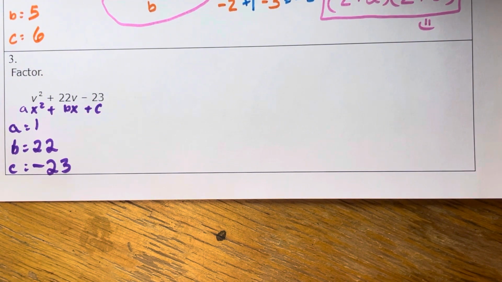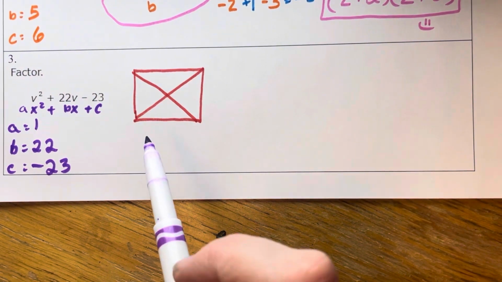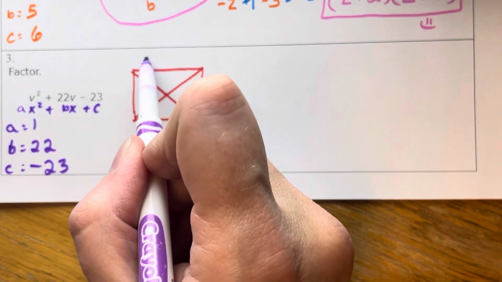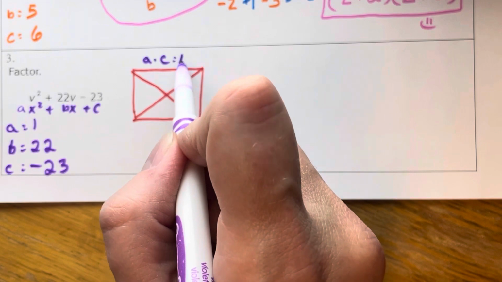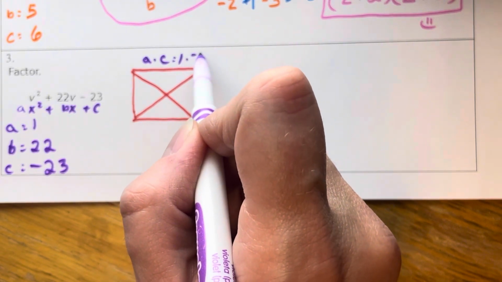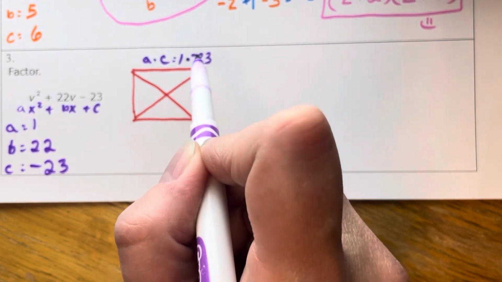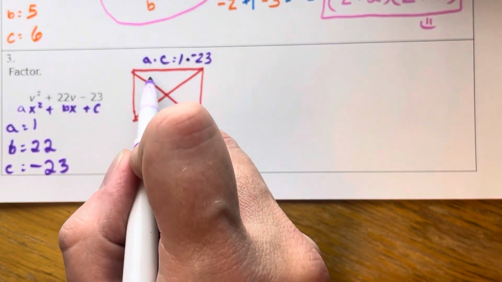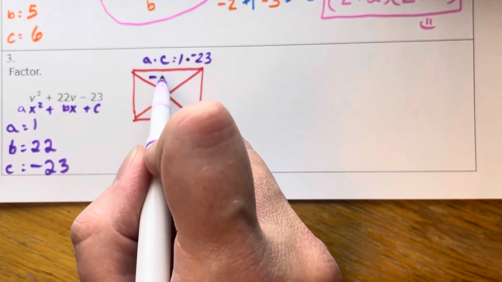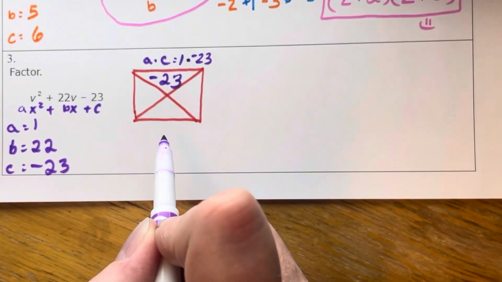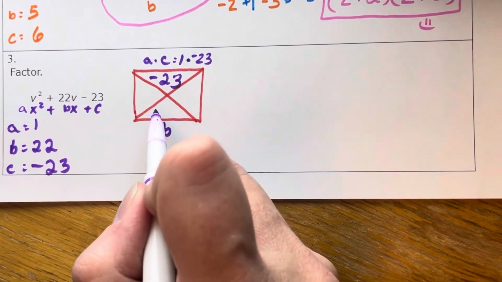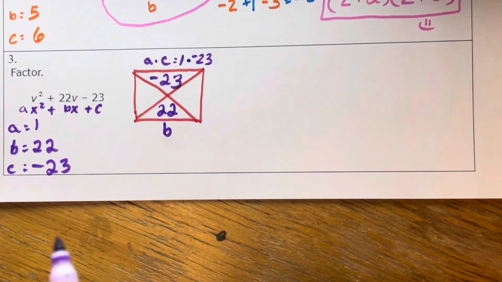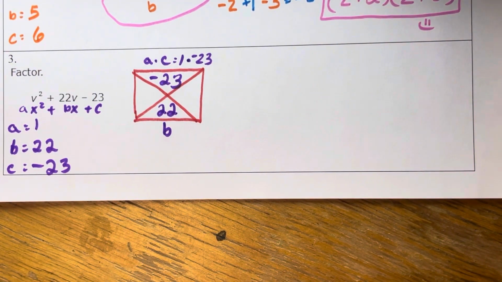of this trinomial. Here in our first graphic organizer, A times C is still on the top. So I have 1 times a negative 23. A positive times a negative is a negative. 1 times 23 is 23. In the bottom of my box is still B, and that is a positive 22. That's going to be important.